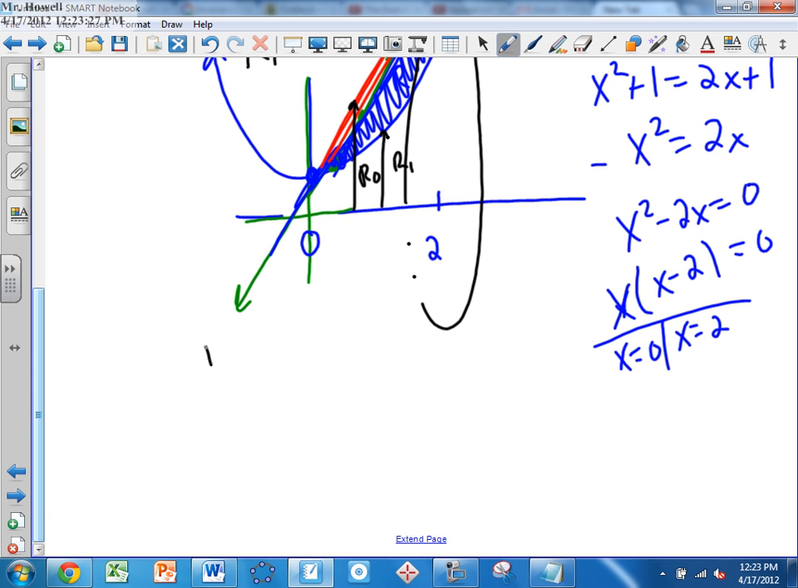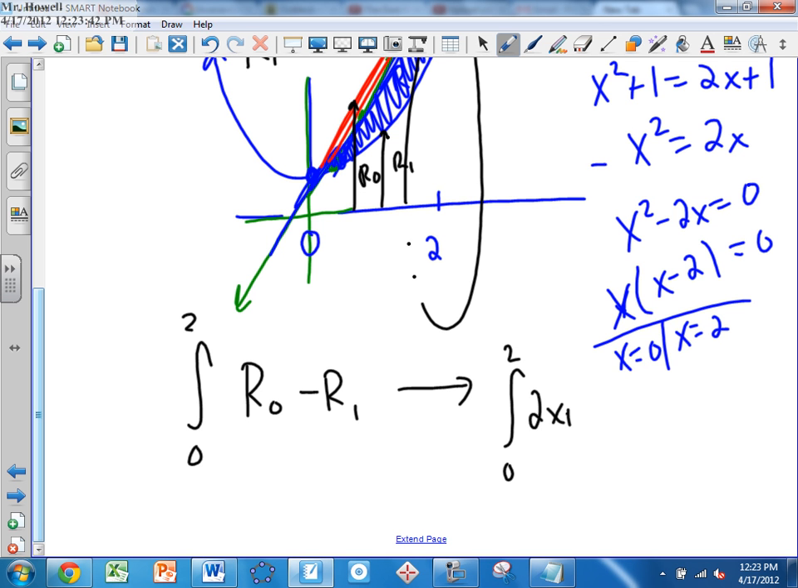So I got the integral from 0 to 2. Okay, from 0 to 2 of the radius outer minus the radius inner. I can think of this as the integral from 0 to 2 of 2x plus 1 squared. Sorry, thank you.